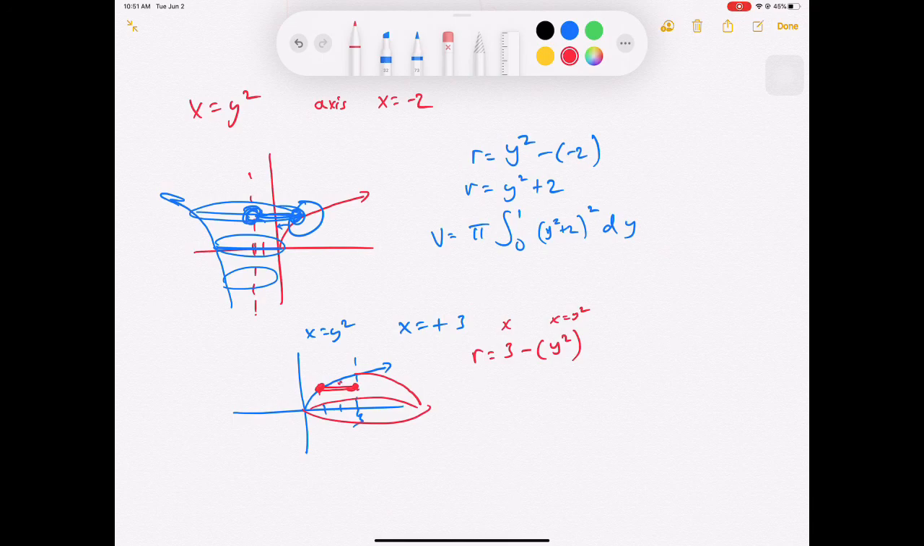The integral, so volume is pi r squared. We said from 0 to 1, whatever this value 1 is. And what's the radius squared? The radius here is going to be 3 minus y squared, with a little bit of dy attached to it, because we want little layers, little thicknesses.